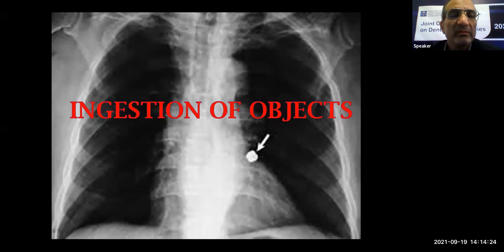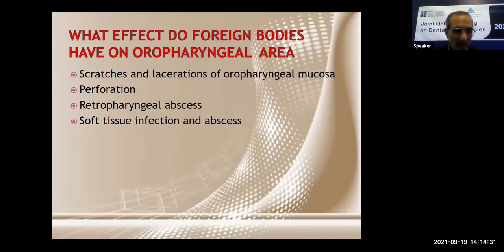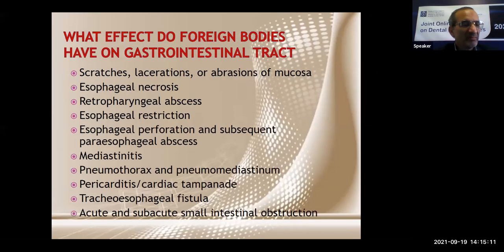Now we talk about the ingestion of objects. We want to know what effect foreign bodies have in the pharyngeal area: scratches and laceration of pharyngeal mucosa and perforation, especially with sharp and cotton material. After that, if there is a perforation, a retropharyngeal abscess may be seen, and soft tissue infection and abscess is another thing.